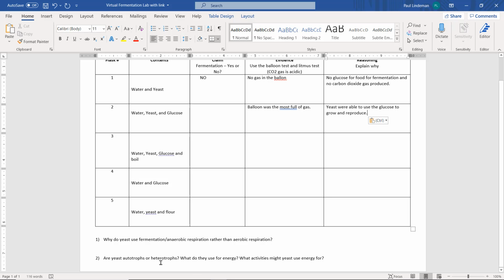Okay, are yeast autotrophs or heterotrophs? What do they use for energy? What activities might yeast use energy for? Okay, so I'm going to let you just think about this. You can Google these answers if you need to, but you should have kind of an idea based on what is going on in this lab.